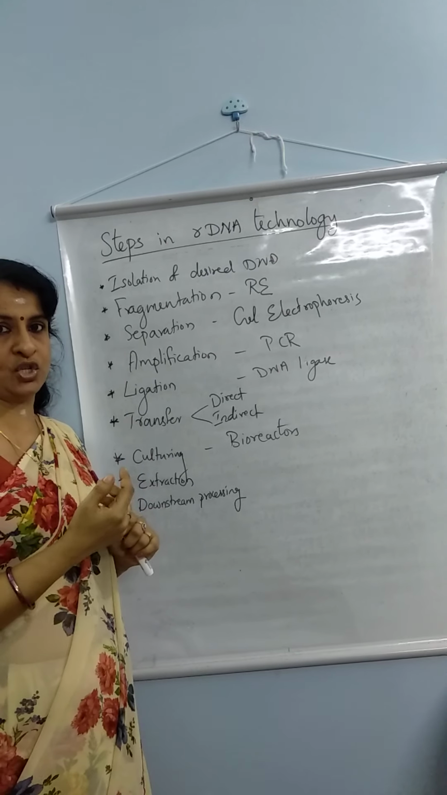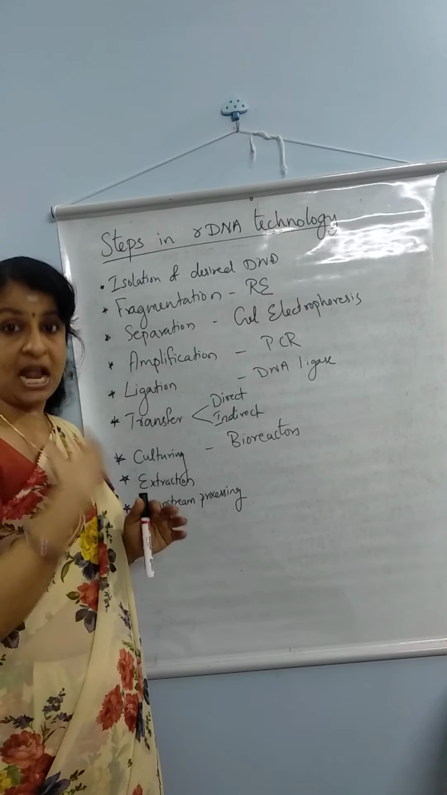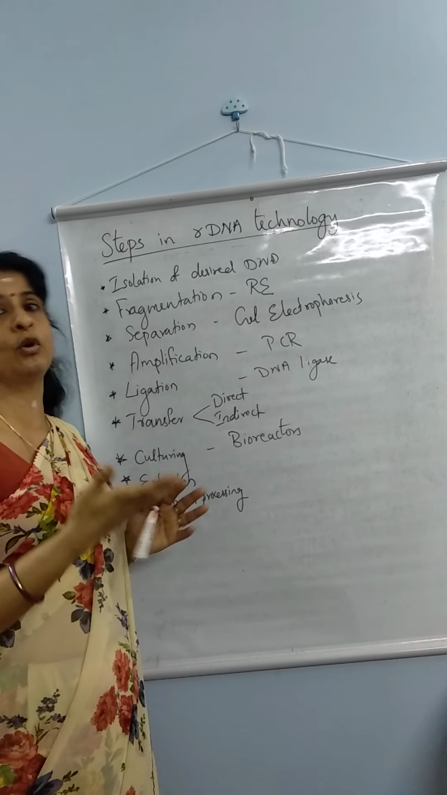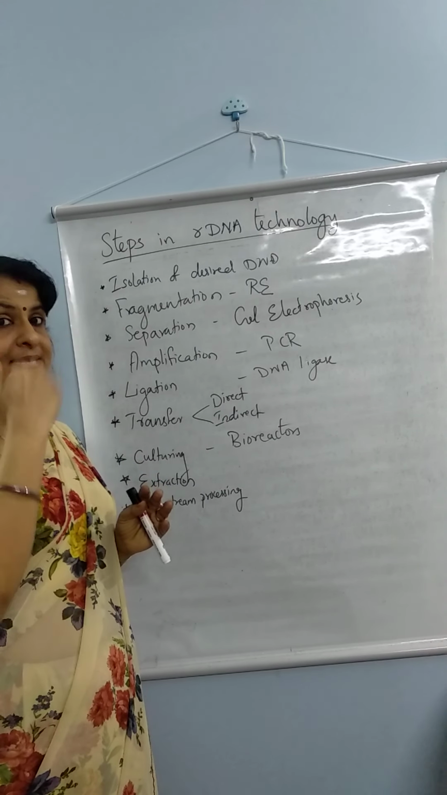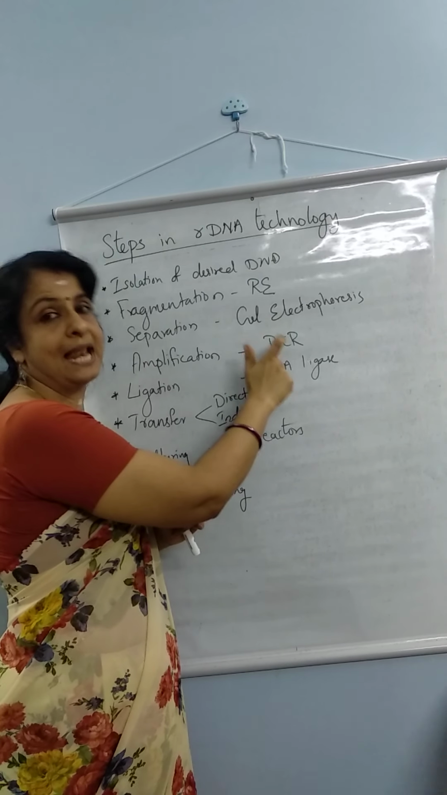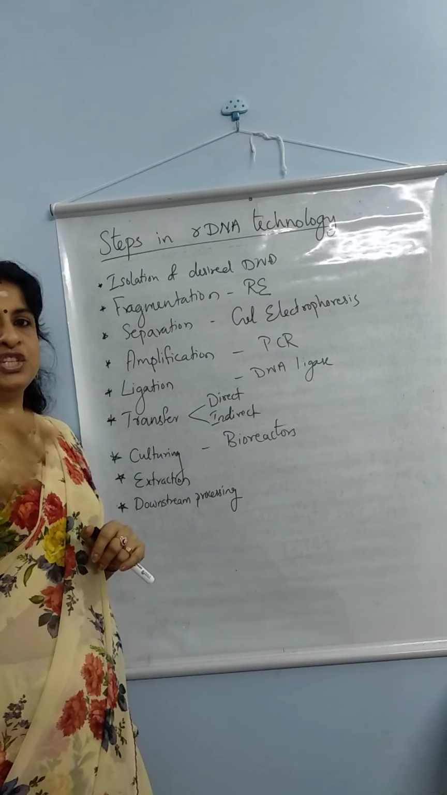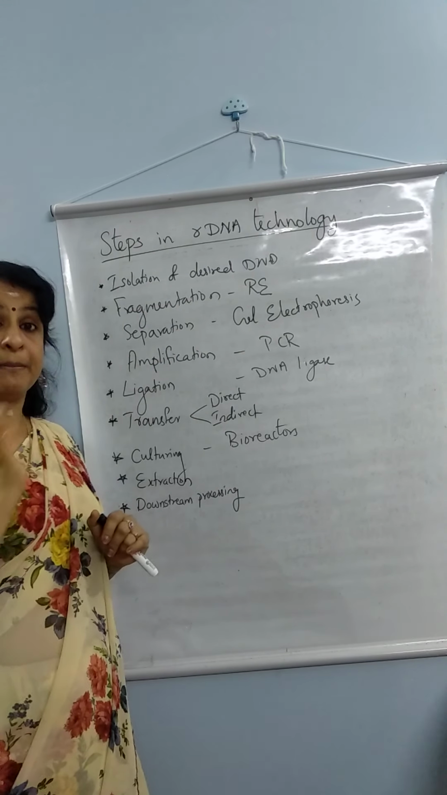Next step is separation. Now we have a mixture of fragments. Our desired gene is there, and apart from that there are many fragments, but we need only the desired gene. So for separating that we use the method called gel electrophoresis. Then the desired gene we needed, we separated through gel electrophoresis.